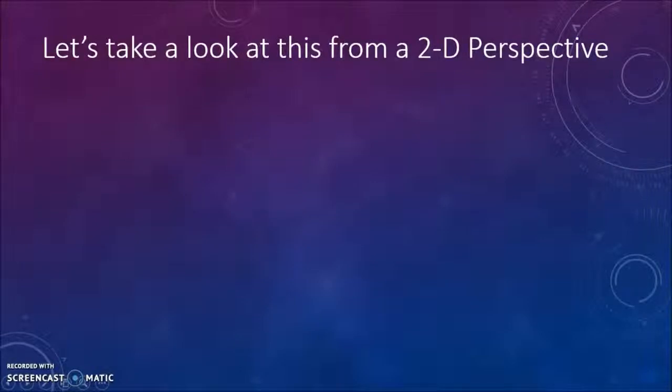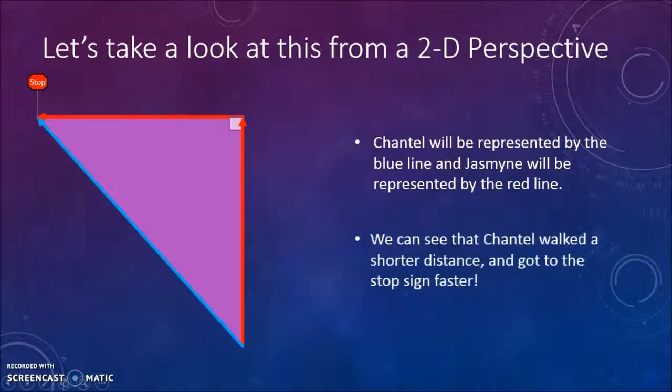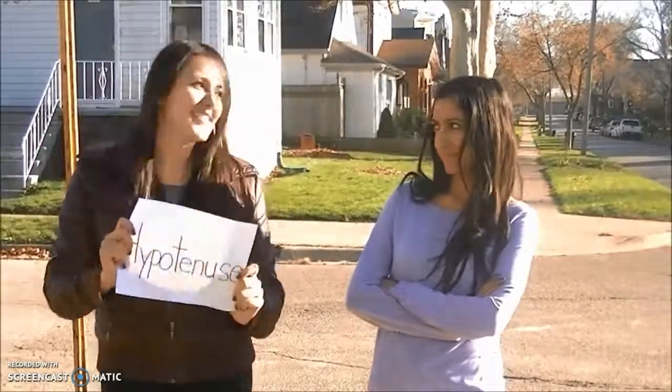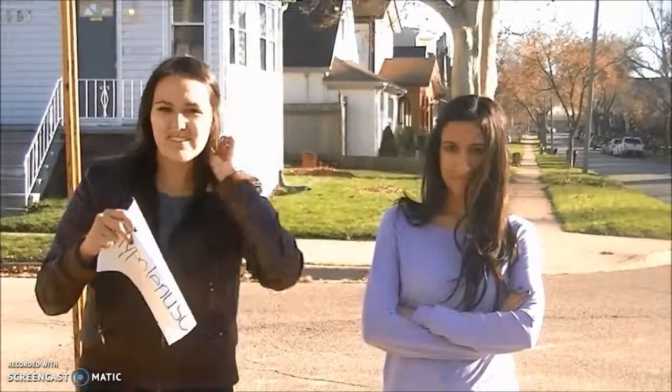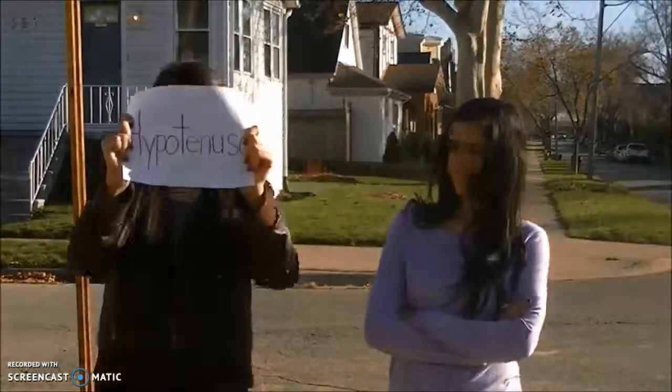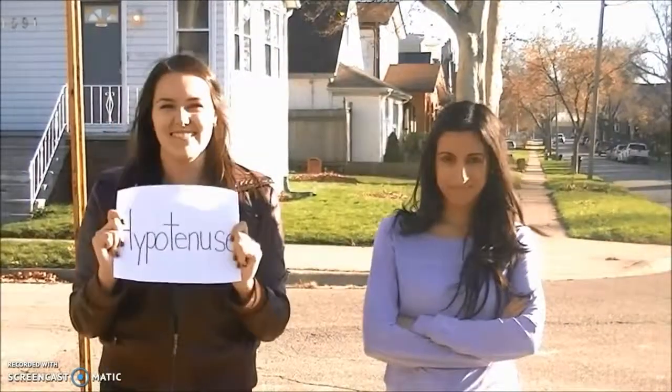Let's take a look at this from a two-dimensional perspective. Chantal will be represented by the blue line and Jasmine will be represented by the red line. We can see that Chantal walked a shorter distance and got to the stop sign faster. Notice how Chantal made it to the stop sign before Jasmine. That's because she's the hypotenuse. Remember from earlier we said that the hypotenuse was the shortest distance between 2 points as long as they were not directly across from each other. Way to go, girls!